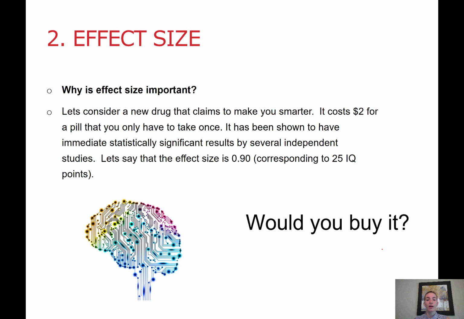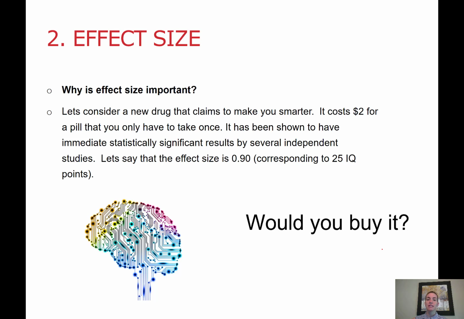But let's consider a new drug that claims to make you smarter, that costs $2, and it's a pill that you ingest only one time. And it's shown to have immediate statistically significant results. Lots of studies have confirmed. And there's an average effect size across these studies of 0.9, meaning that it will increase your IQ by 25 points. Might you be interested in buying this drug? I mean, some of you might be saying no anyway, because it's kind of creepy, but you can compare this to the previous slide, and this seems like a much better bet, right?